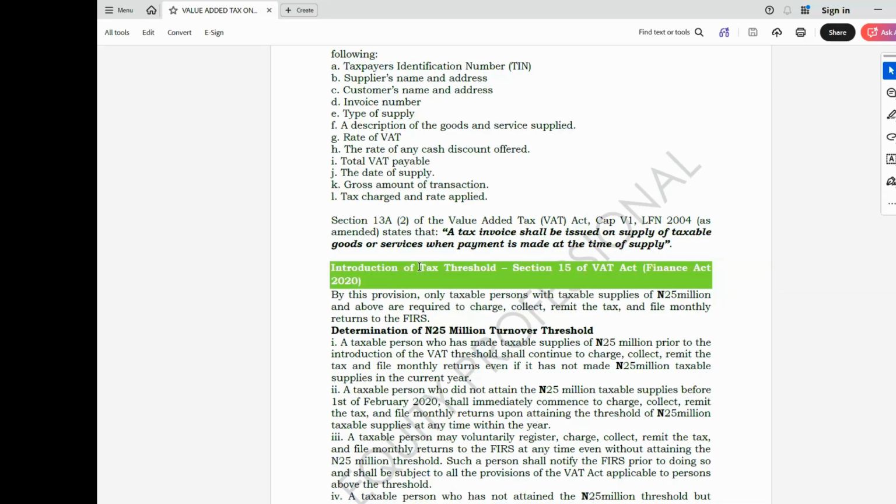But how do we determine the people that are going to fall under this 25 million naira threshold? So how do you determine those that are going to fall under the threshold of this 25 million naira?